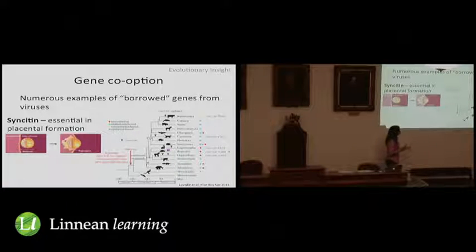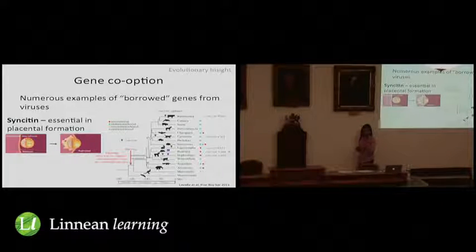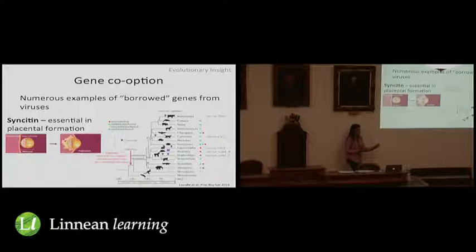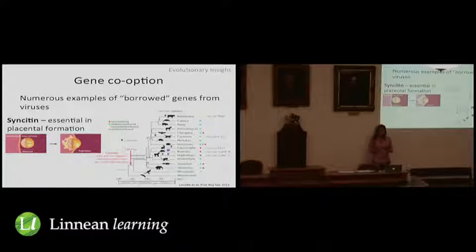By comparing the syncytin gene in all of these mammals, we can see that some of these syncytin genes are more closely related to viruses than they are to each other, which indicates that it's not the version that was inherited or acquired at this point in time.